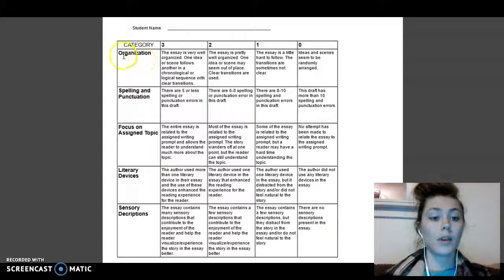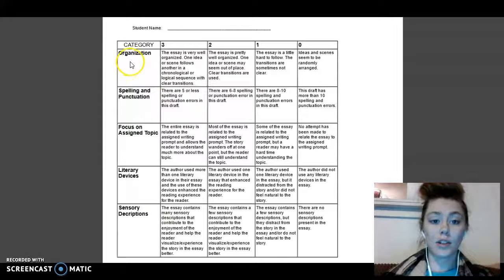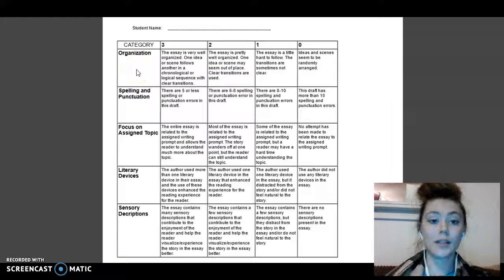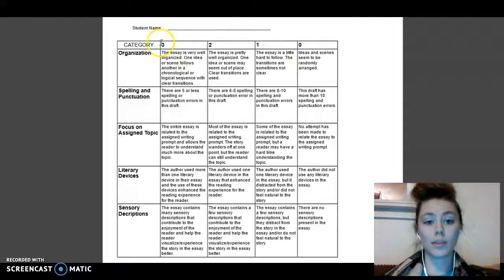So your first category is organization, which basically deals with how well your essay is organized, if it's in chronological order, or if your scenes kind of seem confusing or random. That's what this deals with. So if it's very well organized, that's 3 points. If it's pretty well organized, maybe one scene out of place, 2 points. If it's kind of hard to follow, that's 1 point. And if it seems just really randomly arranged, no points.